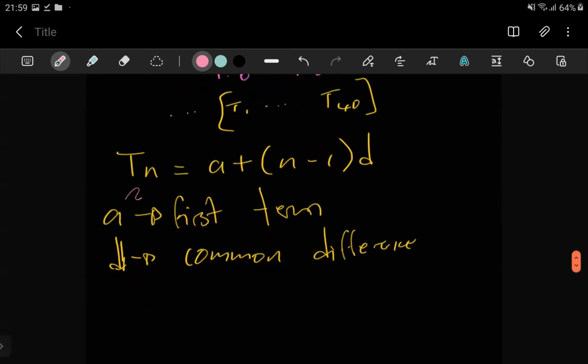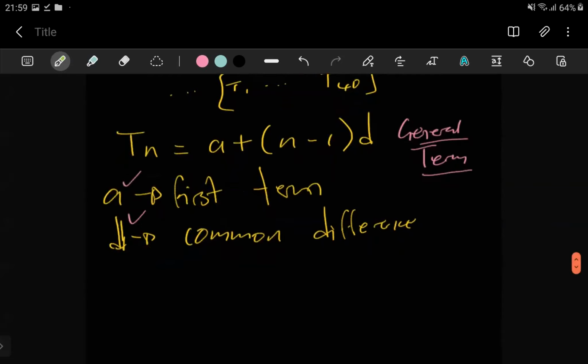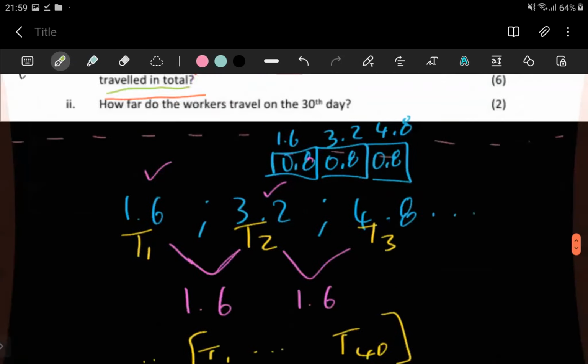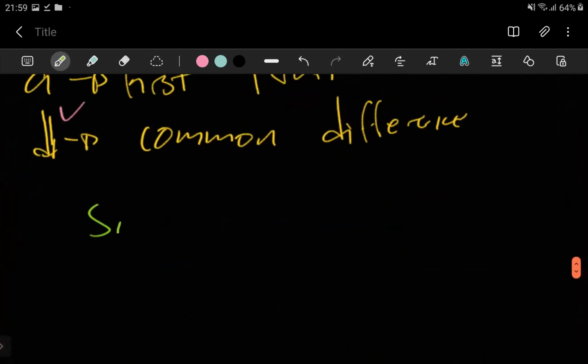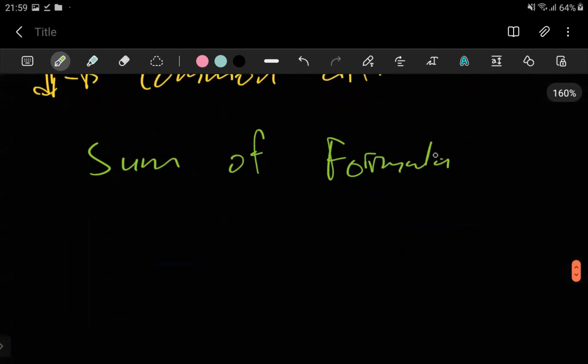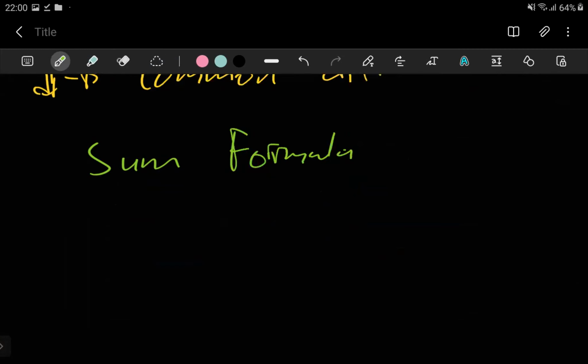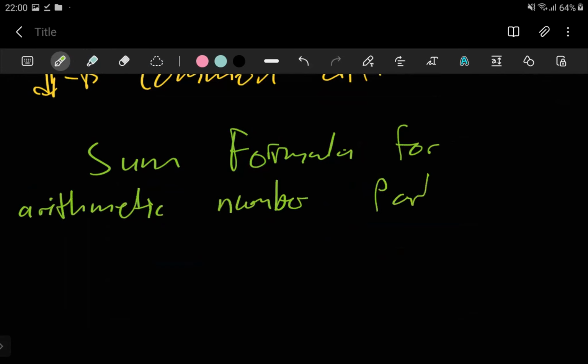What's next now? So all you need to know here is this is just a general term, right? It doesn't really help much for our question. What you actually need to keep in mind for our question is the sum formula, because when they're speaking of the total days traveled, we need to sum up all of these. So let's say sum formula for arithmetic number pattern. The sum formula for an arithmetic number pattern is like this.